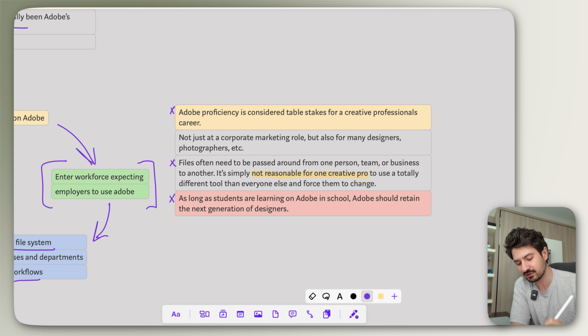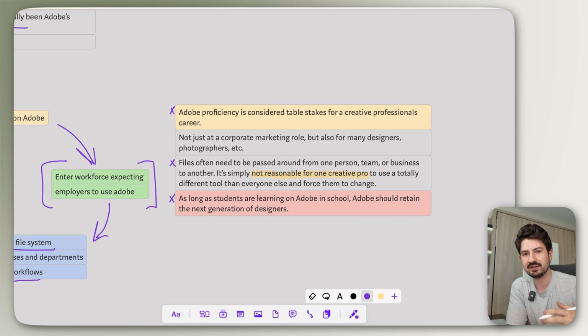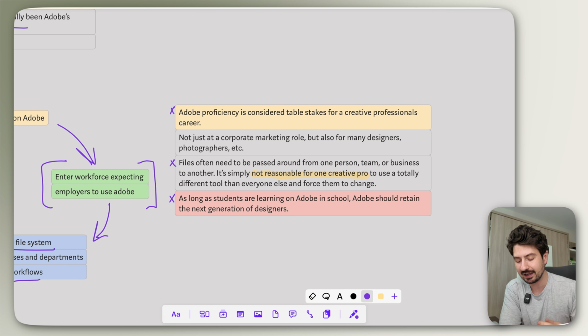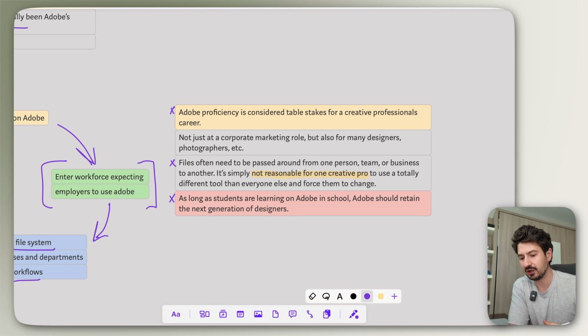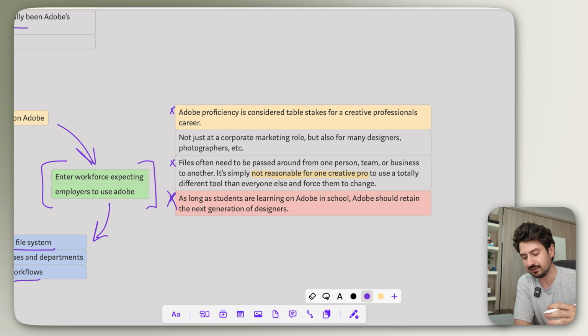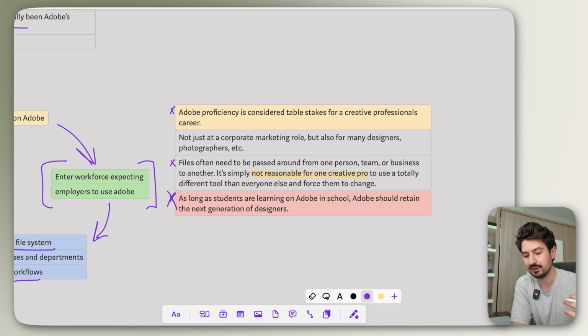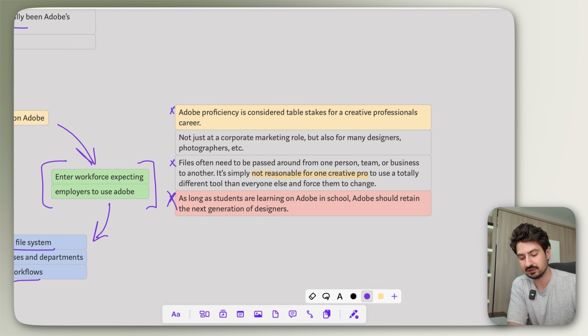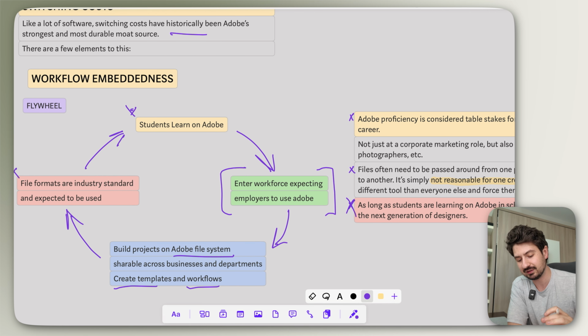So this is a super key point that we're going to keep coming back to as well. I think as an alternative measure, which basically means a metric not everyone is necessarily going to be looking at, monitoring the software requirements for school curriculums is really, really important. As long as they keep mentioning Adobe and teaching students on Adobe, Adobe will maintain those high switching costs, and this flywheel will continue to work.